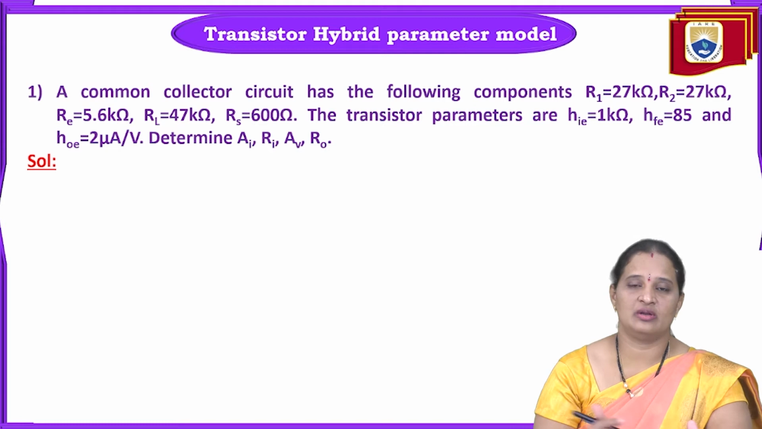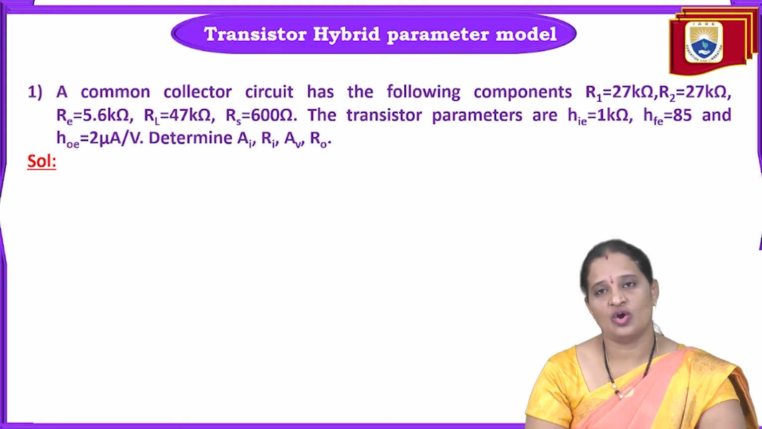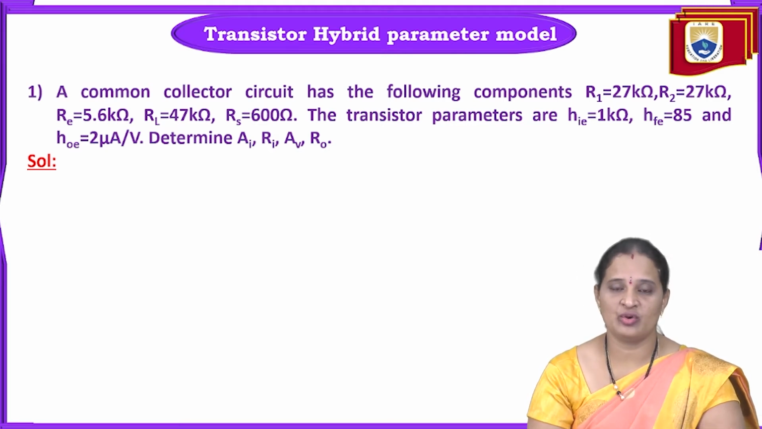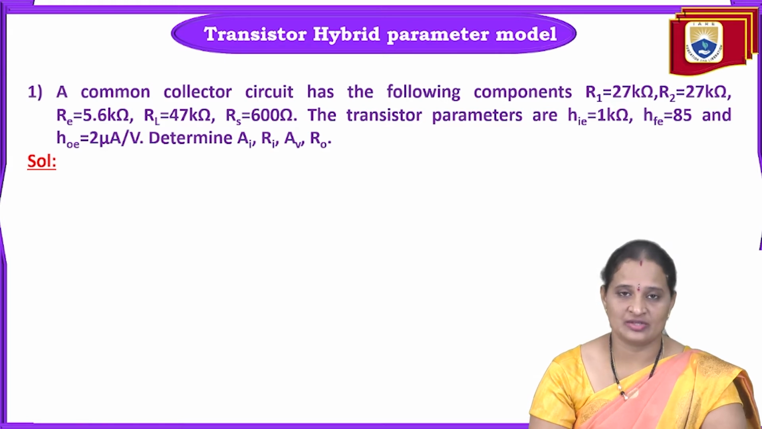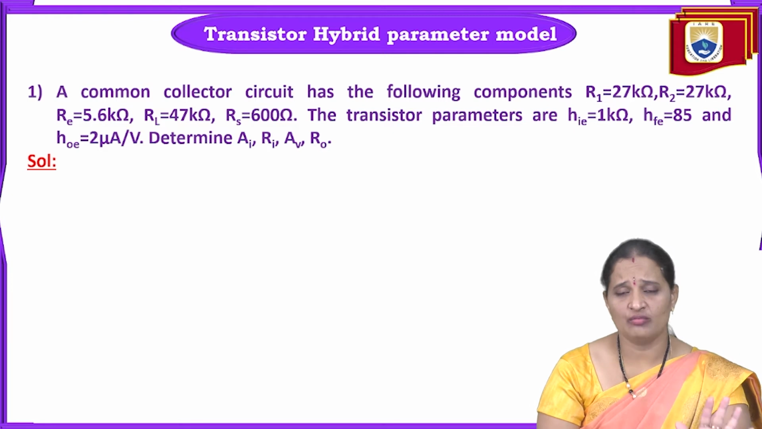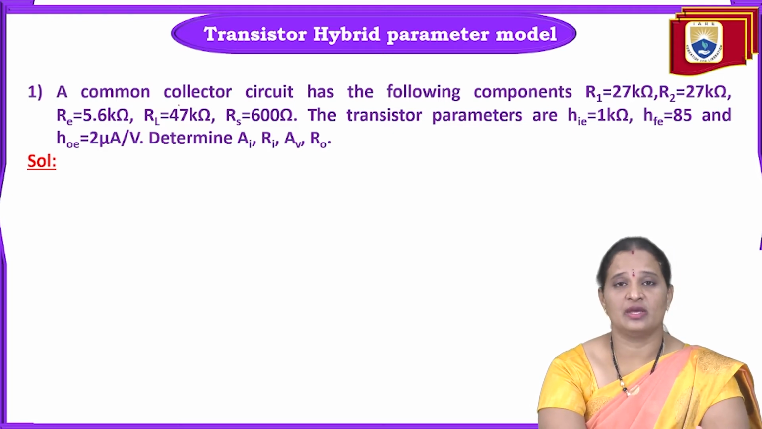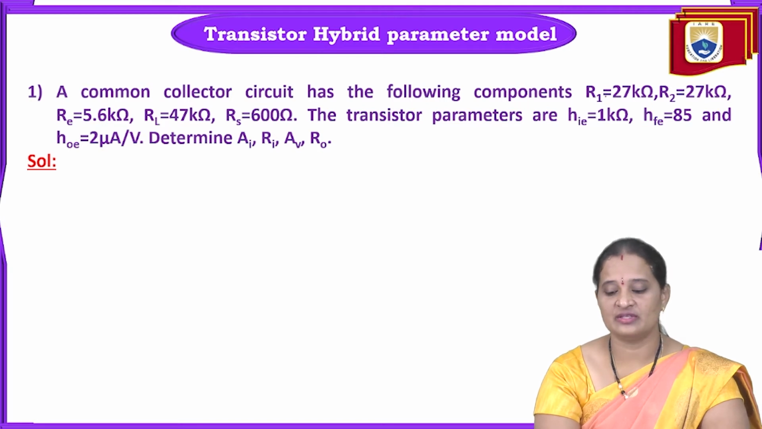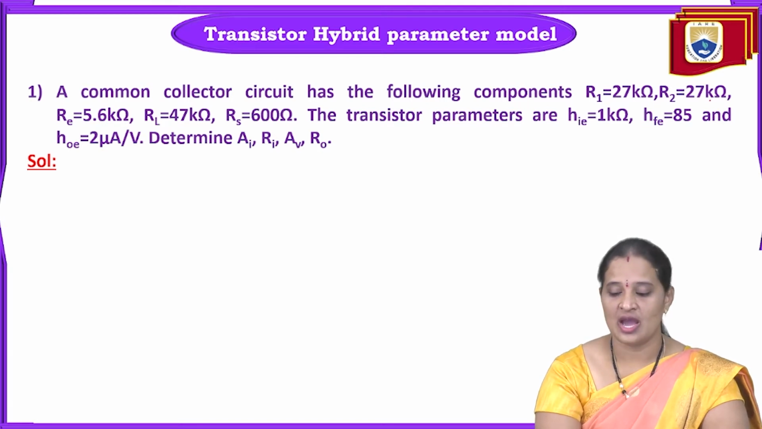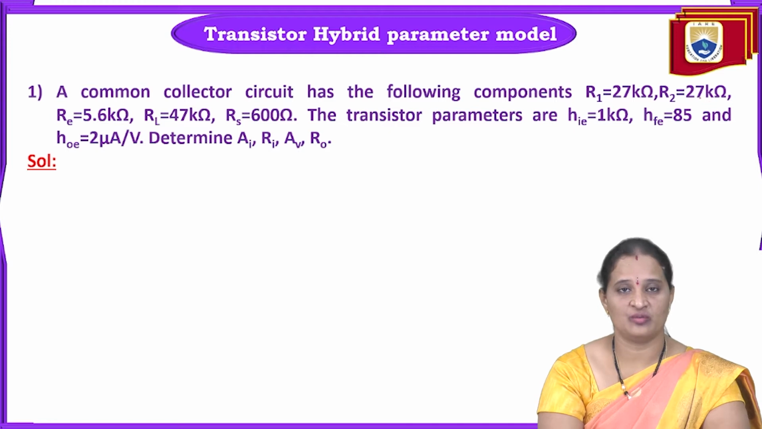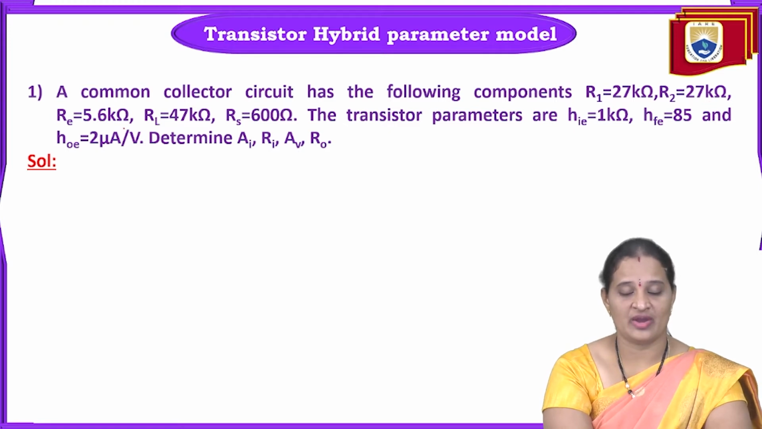Now let us discuss some problems on common collector configuration and how to analyze the various characteristic parameters of this common collector amplifier. Now, the first problem: a common collector circuit has the following components. R1 is equal to 27 kilo ohms, R2 is equal to 27 kilo ohms, RE is equal to 5.6 kilo ohms, and RL is 47 kilo ohms.